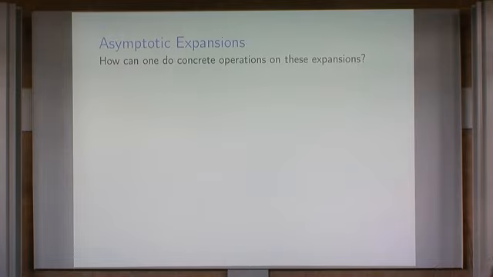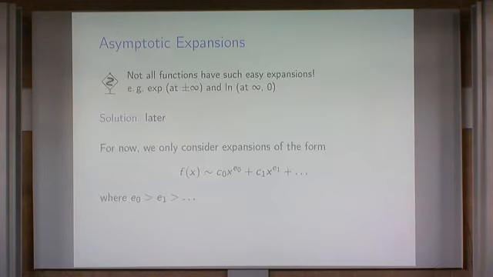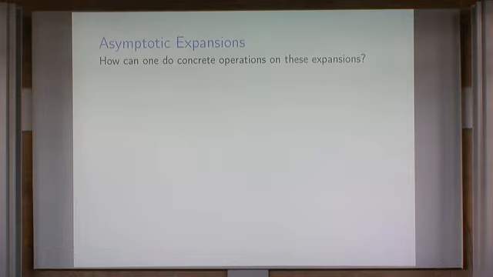So the question is now, how can we actually do concrete operations on these expansions? I've shown that we can add them and multiply them, but how do we actually do that in a constructive way? How do we actually implement it?